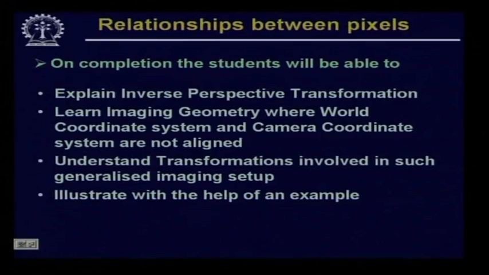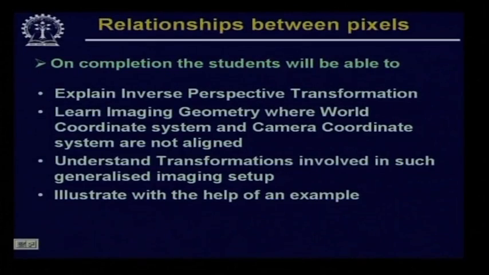Then we will also talk about the imaging geometry where the world coordinate system and the camera coordinate system are not aligned. Try to remember that in the last class, in the imaging geometry that we had considered, we assumed that the 3-dimensional world coordinate system is aligned with the camera coordinate system. That is, the x axis of the camera is aligned with the x axis of the 3D world, the y axis of the camera is aligned with the y axis of the 3D world, and the z axis of the camera is also aligned with the z axis of the 3D world. In addition to that, the origin of the camera coordinate system also coincides with the origin of the image coordinate system.